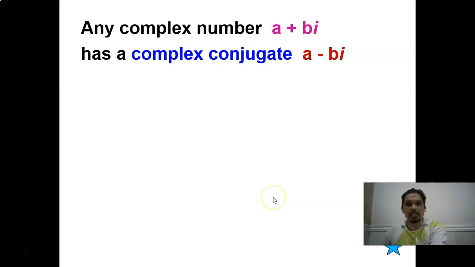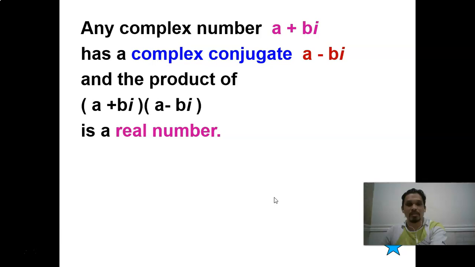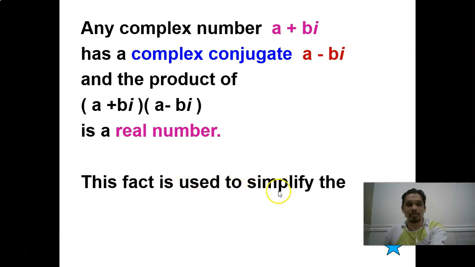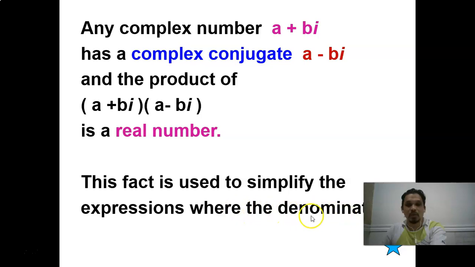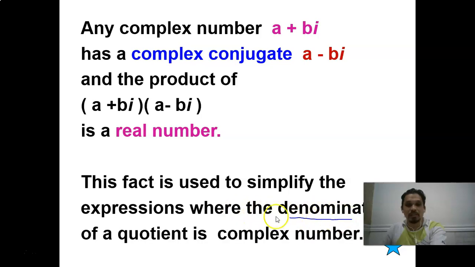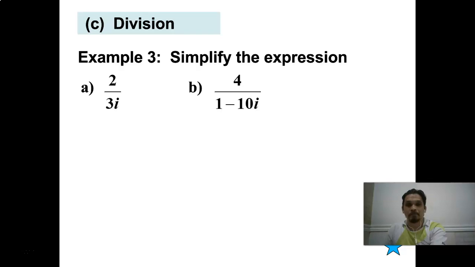Any complex number a plus bi and its complex conjugate, the product of a plus bi and its conjugate is a real number. This fact is used to simplify the expression where the denominator of a quotient is a complex number. Okay, we'll see what it all means here.